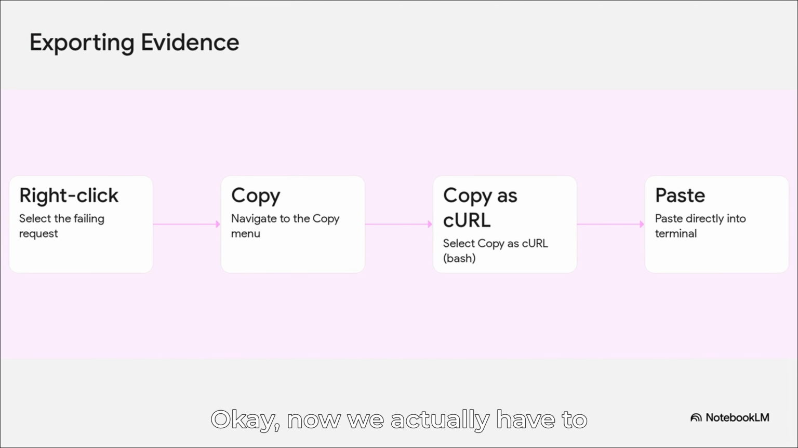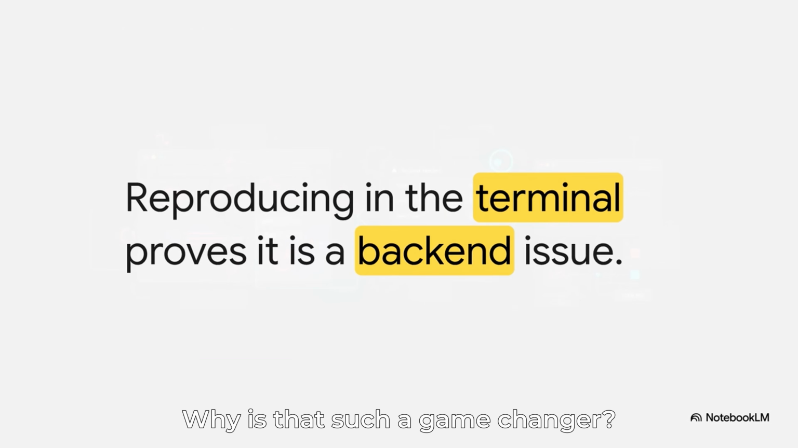Okay, now we actually have to escalate this evidence to the engineering team. And this is where we use the Copy as cURL trick. Guys, this is widely considered the absolute gold standard for bug reporting. You just right-click the failing request, go down to Copy, and pick Copy as cURL. Doing this captures the exact failed request into one single command line string. It grabs everything, the hidden headers, the user's cookies, and the exact payload data sent when they clicked that checkout button.